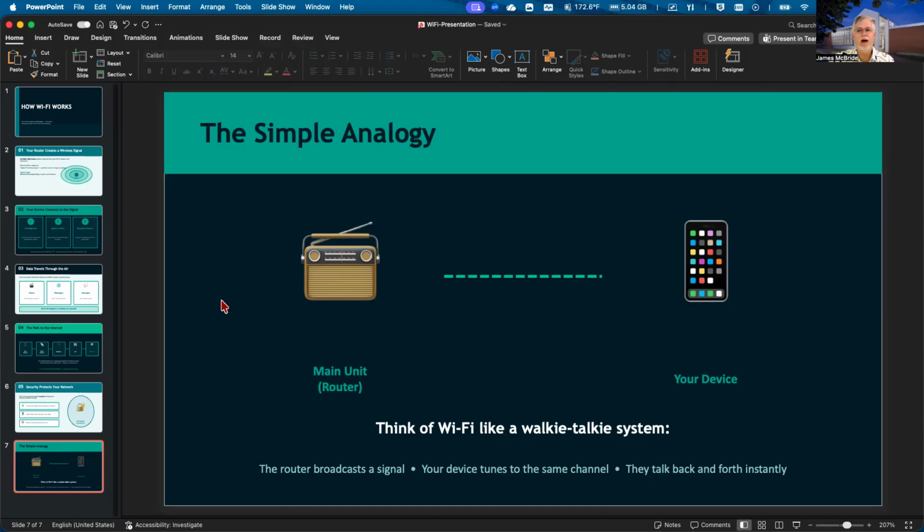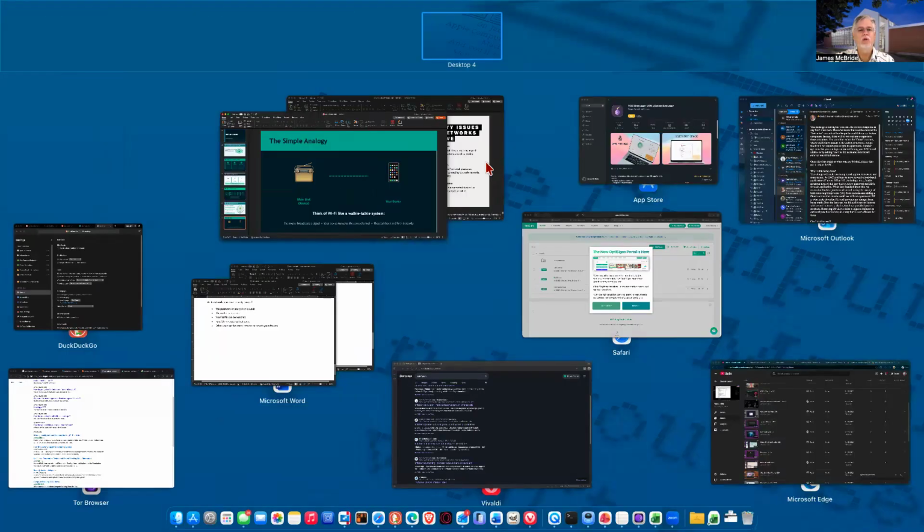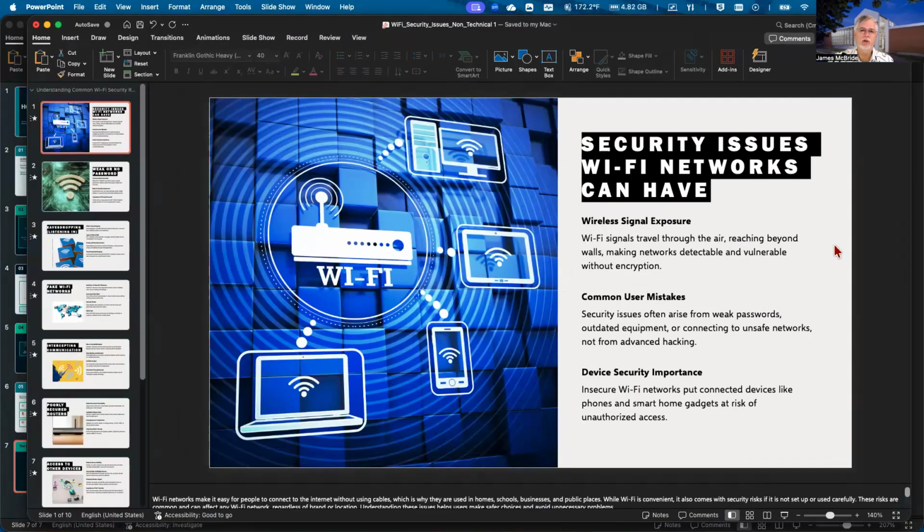Now let's take a look at what problems occur because of Wi-Fi. Let's take a look at the security problems that happen. The biggest problem is that you have a signal coming out from your phone, coming out from your computer, that is going everywhere. If there's a big window where you're sitting, it's going straight out the window and down the block. It'll go for a while. So wireless signal exposure is a problem. It goes well beyond the reach of your walls.